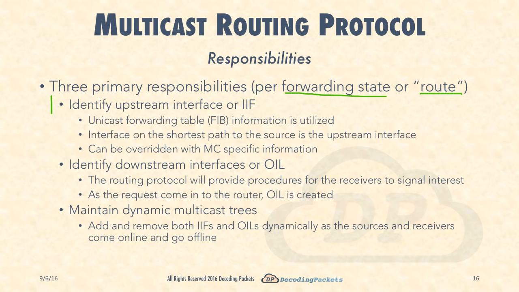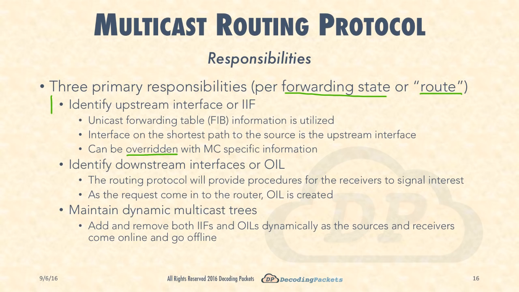For a network that is more customized, where maybe unicast doesn't really jive with multicast and they have different information, it is important to understand that this information for the IIF can be overridden with multicast specific information, but that's a topic for a later lecture. Right now, just know that we are not handcuffed with the unicast forwarding table. We can make our own decisions. But that's really fine-tuning multicast. By default, it's just going to use the unicast forwarding table.